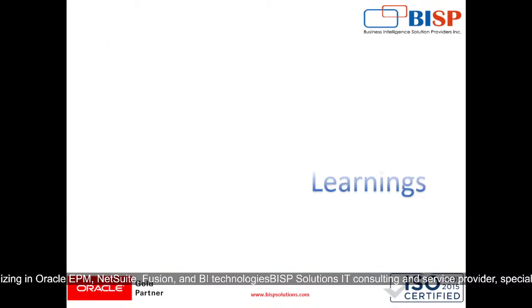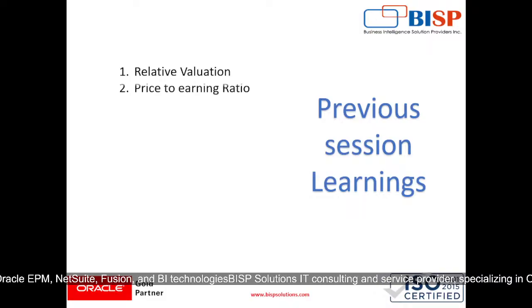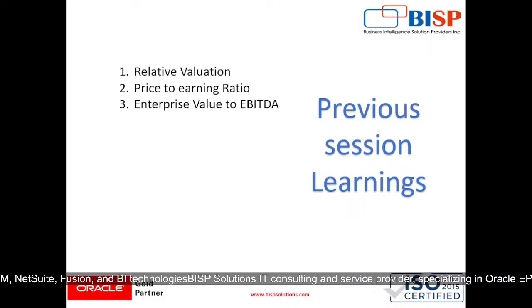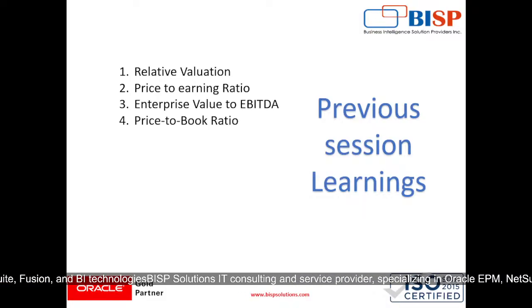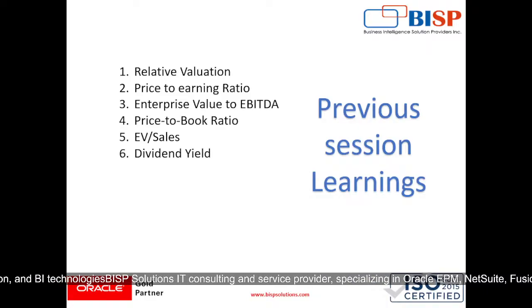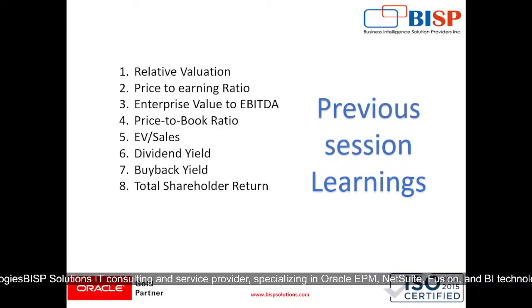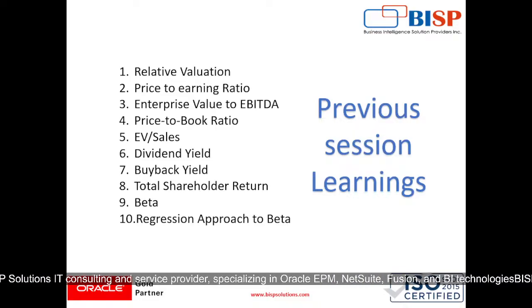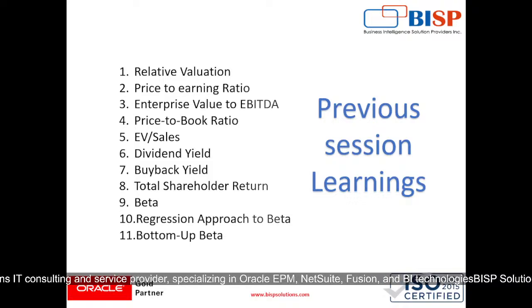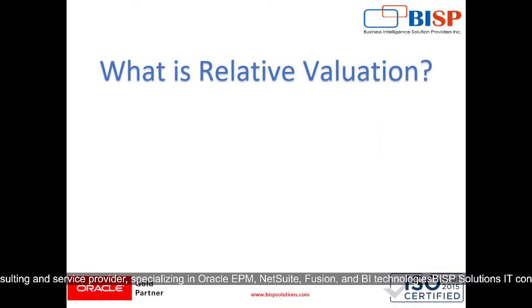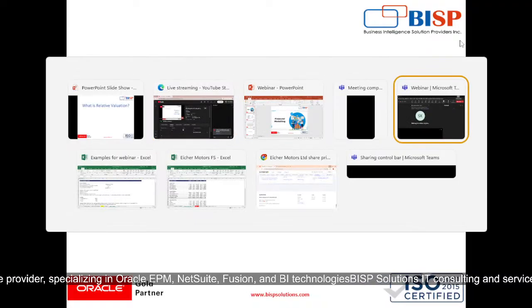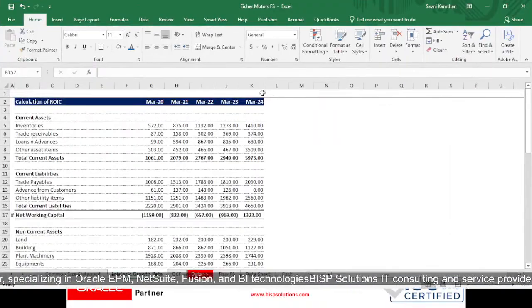So in our previous session, we have understood relative valuation, price to earning ratio, enterprise value to EBITDA, price to book ratio, EV upon sales, dividend yield, buyback yield, total shareholder return, beta, regression approach to beta, and bottoms up beta. Before moving forward to what is relative valuation, we should take a look at what we have done in our previous session about our intrinsic growth rate.